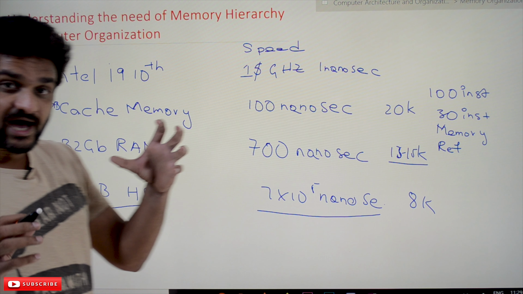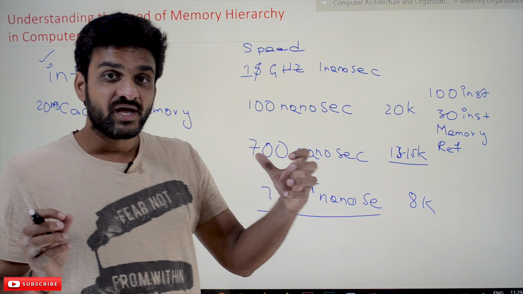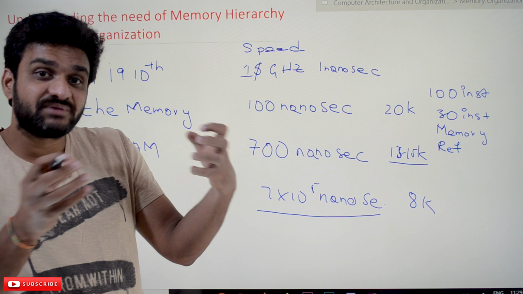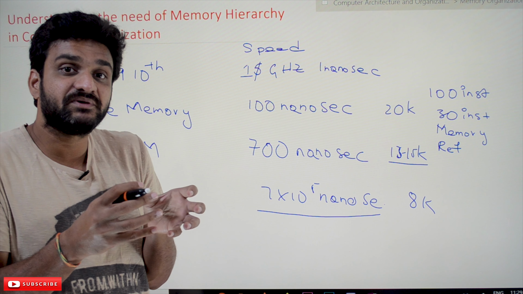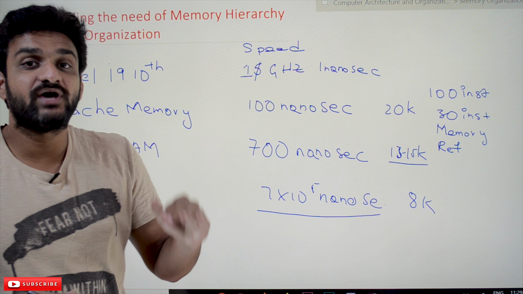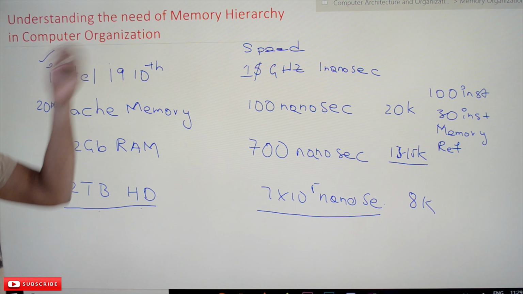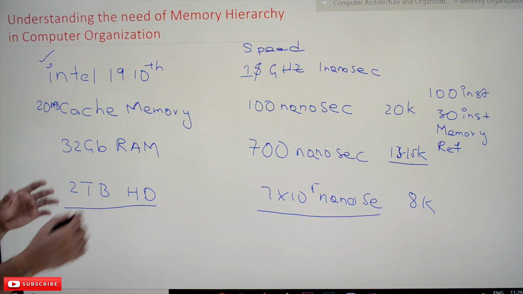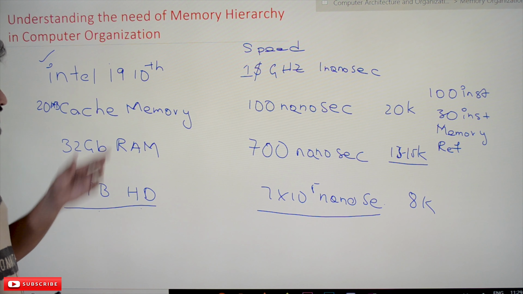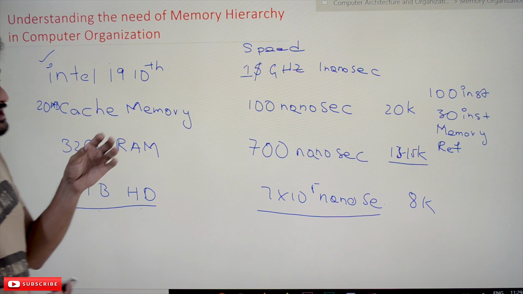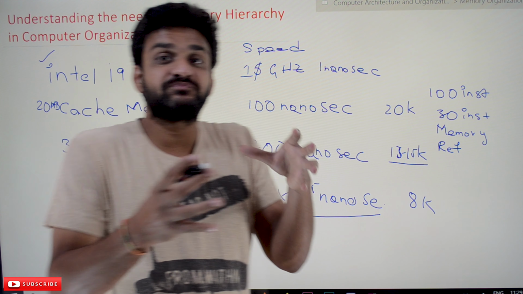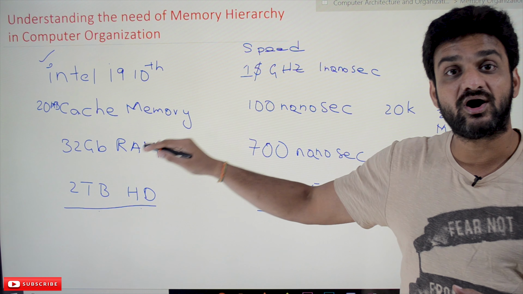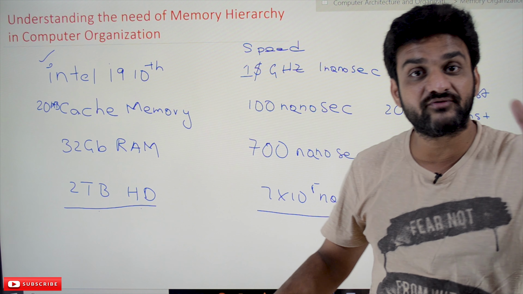So to have the maximum storage, the minimum cost, and the maximum speed, we need to have a hierarchy of memory. So with the use of all these three components, the hard disk, the RAM, and the cache memory, in order to have maximum speed and less cost, these components are to be organized. So think of this point.